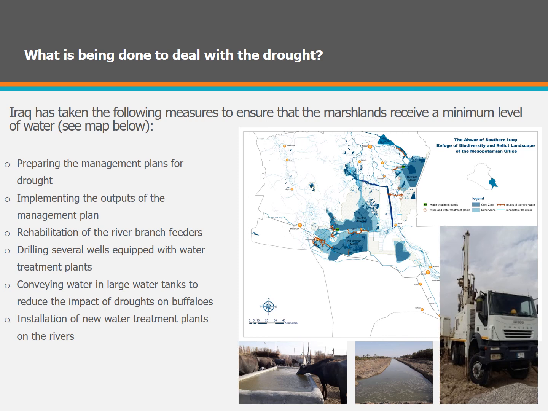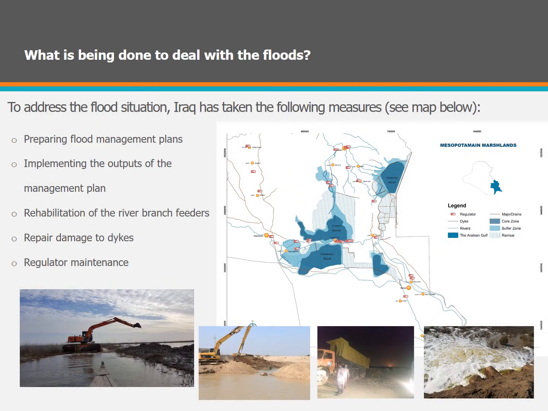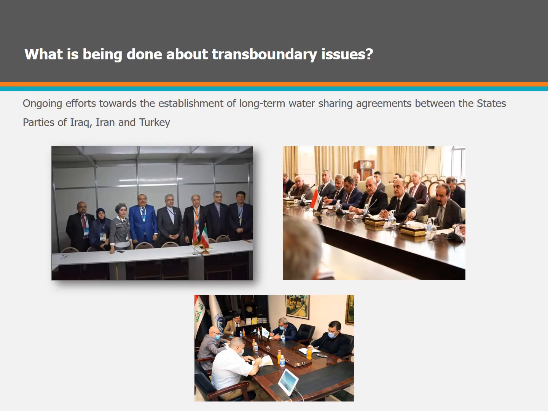As regards drought management, a number of planning and implementing activities listed on the slide have been carried out in an effort to mitigate how droughts might affect the marshlands. Similar measures have been put in place regarding flood management. Transboundary matters are the subject of ongoing efforts to establish agreements with neighboring riparians.